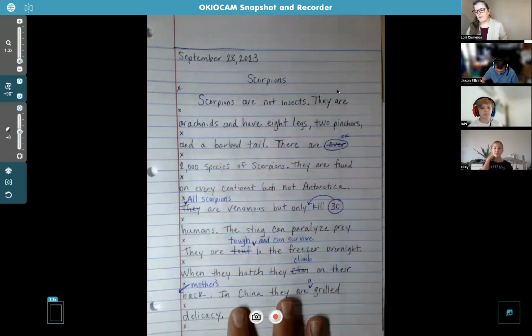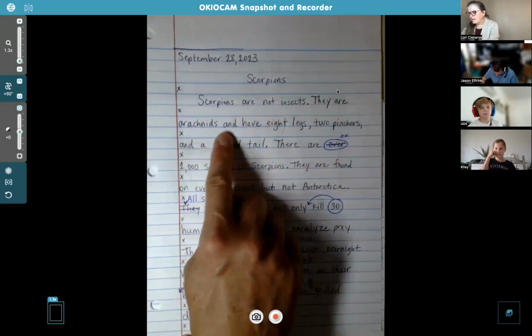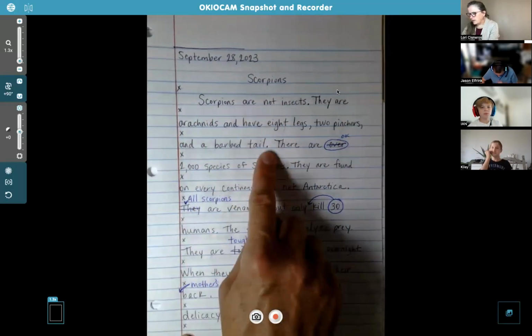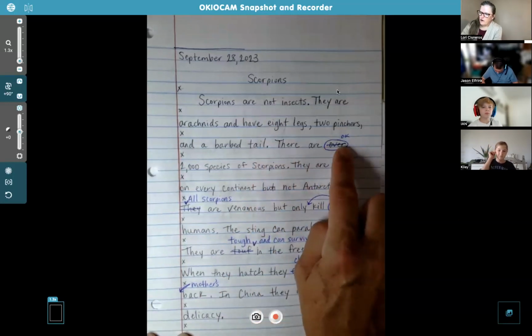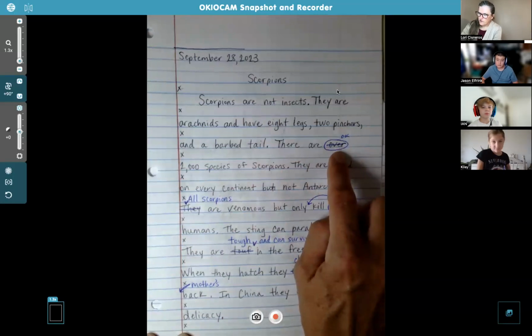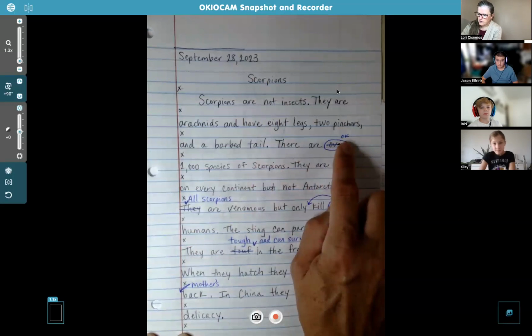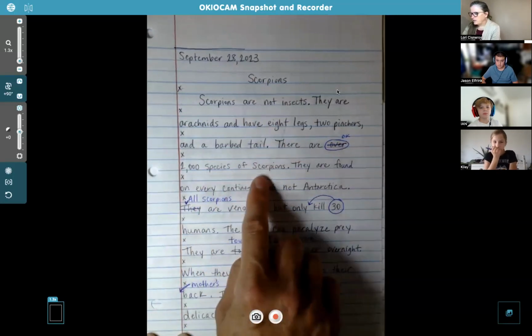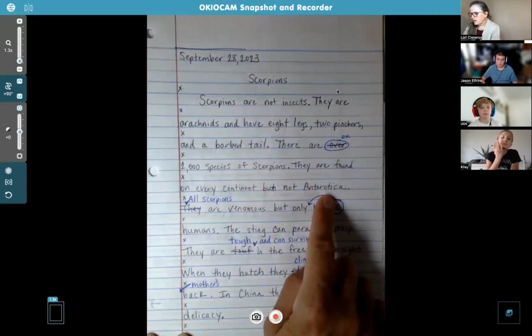But here's an example. It basically says scorpions are not insects. They are arachnids and have 8 legs, 2 pinchers, and a barbed tail. There are over 2,000 species of scorpions. Now here's an example. I crossed out over, but then I decided to keep over. So I circled it and put okay. That's one thing you can do. They are found on every continent, but not Antarctica.